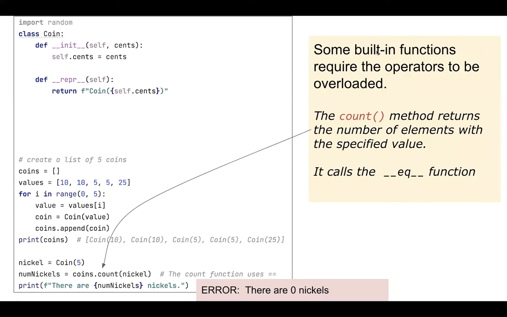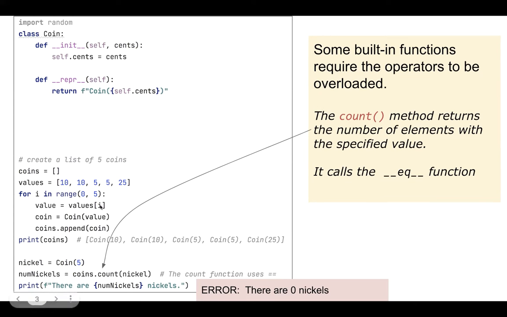Now, some built-in functions require the operators to be overloaded. The count method returns the number of elements with the specified value. It will go through the list and check to see if something is equal. It calls the equals function, so it's expecting you to define that equals function. I've created a class called coin, and in it I just have one attribute, cents. In this example, I have a list of coin values: 10, 10, 5, 5, 25. That's 2 dimes, 2 nickels, and a quarter.